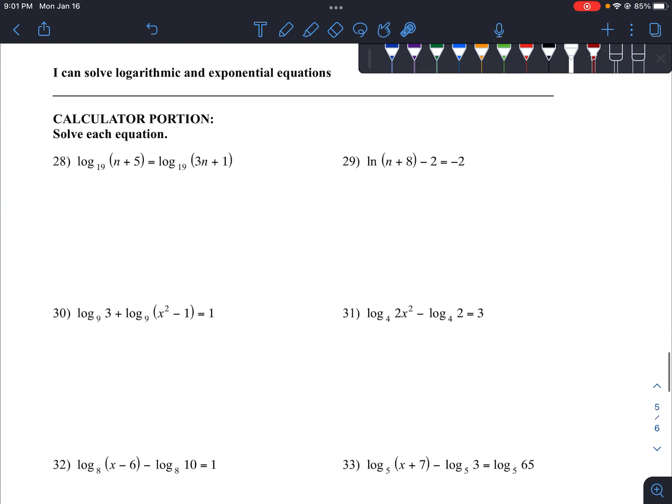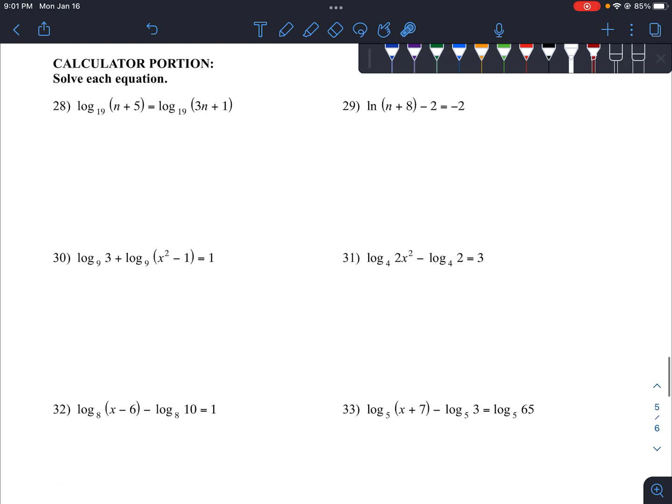All right, so on to a calculator portion. So calculator portion is allowed for these type of problems right here. So solving equations. All right, so here I have log base 19 of n plus 5 equal to log base 19 of 3n plus 1. Now, because these logarithms are the same base right here, they essentially don't really mean anything in terms of solving the equation anyways. So that means I don't really need them to solve the equation, so I can just take n plus 5, what's inside the logarithm, and set them equal to each other. So n plus 5 is equal to 3n plus 1.